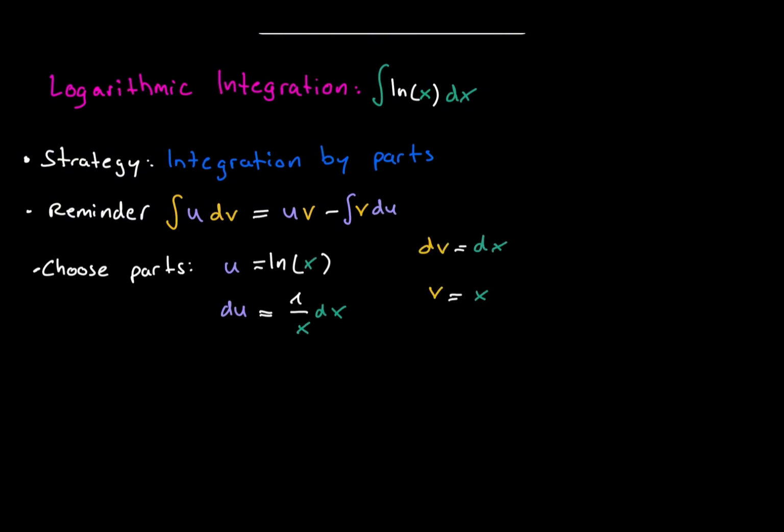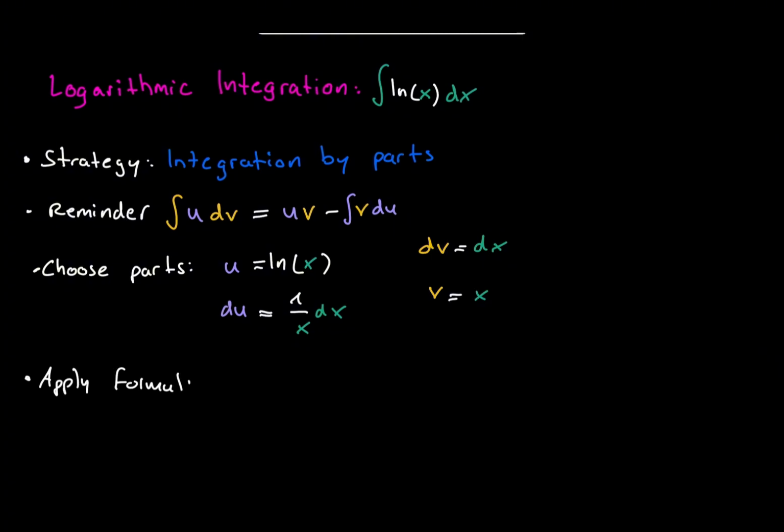Now we choose u equal to natural log of x and dv equals dx. Then du becomes 1 over x dx and v becomes x.